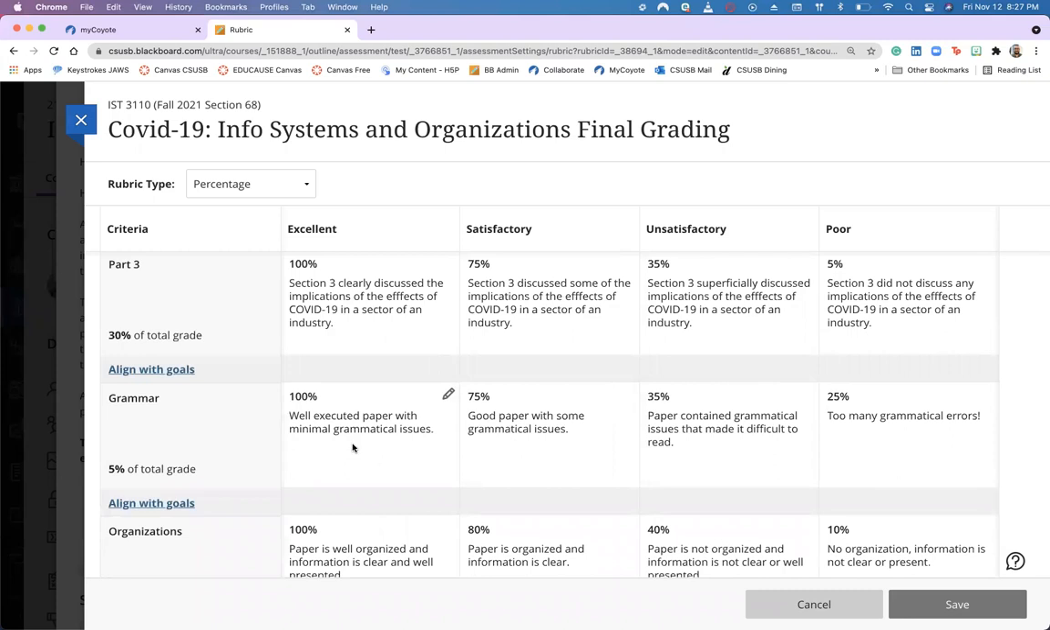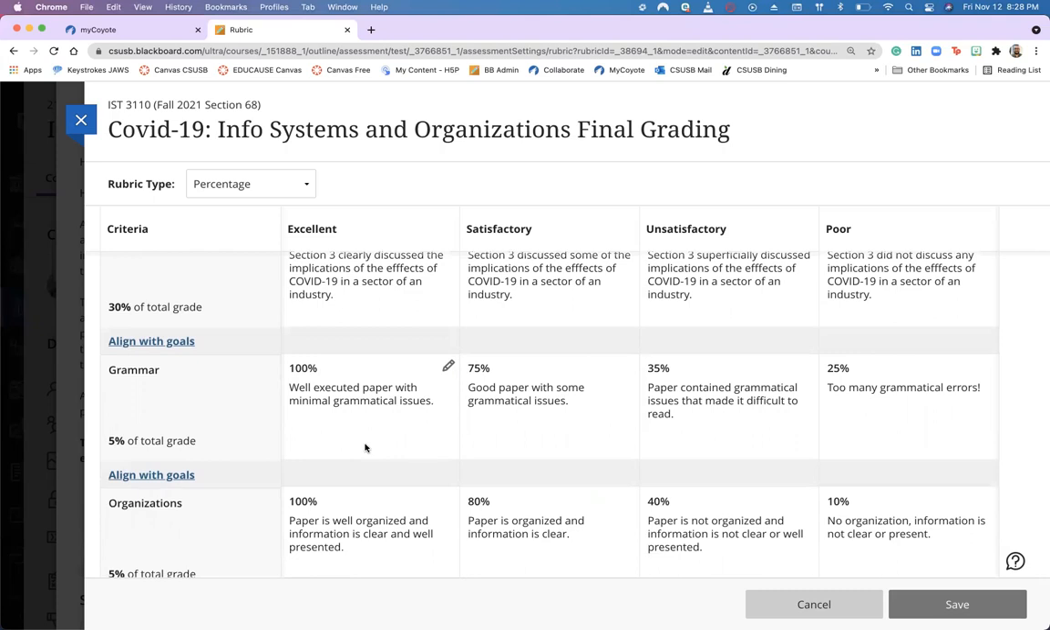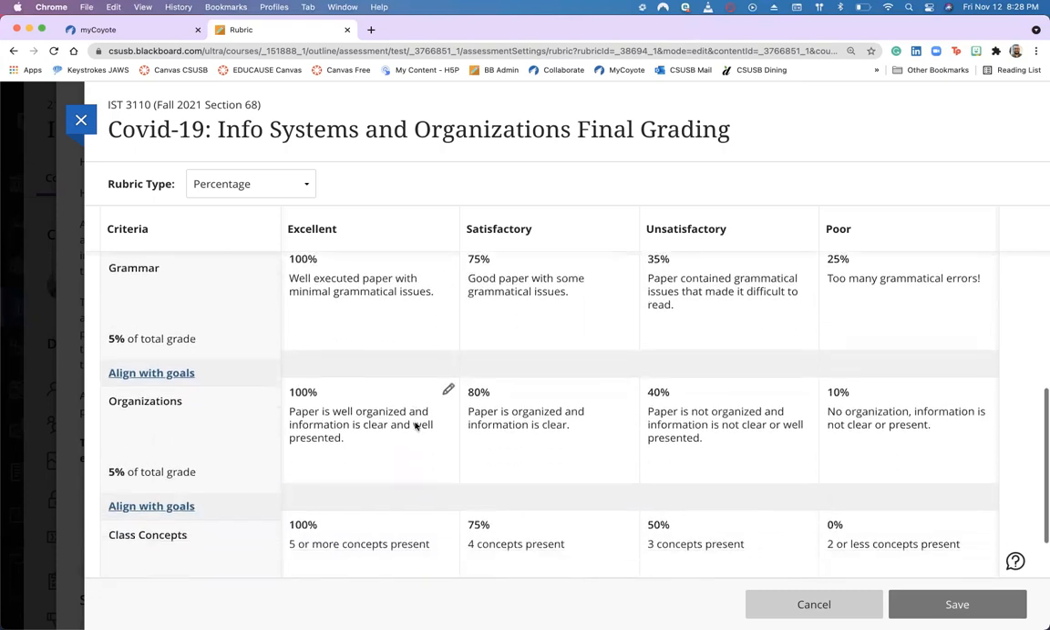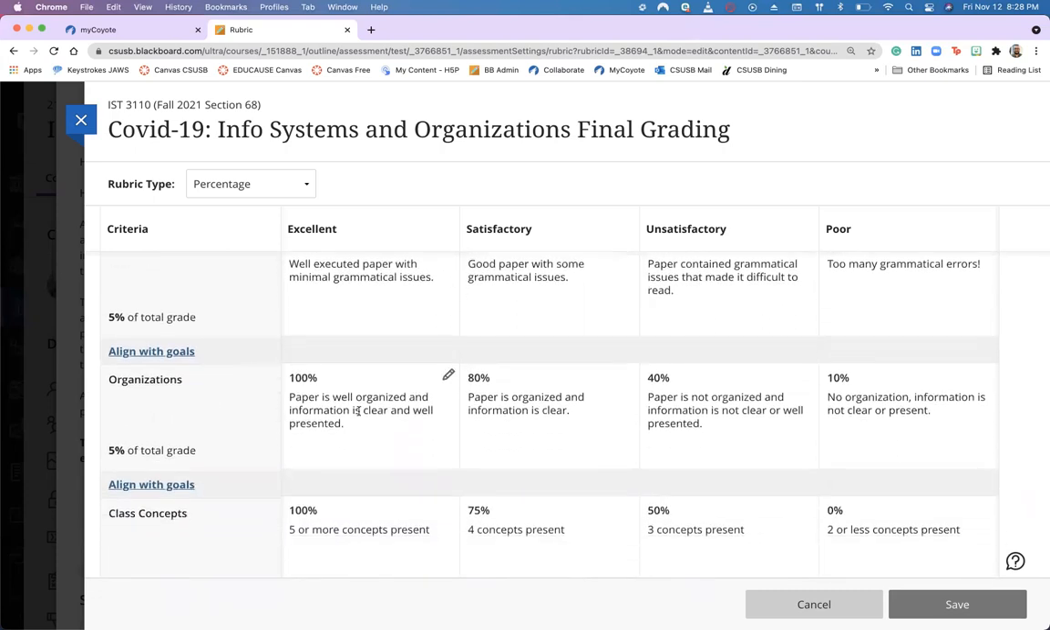Obviously, most of you are juniors and seniors, and so I've always held you to high writing standards. So I'm going to be taking a look at grammar, making sure that it's a well-executed paper, and then it's going to be organized, right? I'm going to give you specific prompts, and I want you to follow those prompts in that organization. There's no reason for you to do this paper without having it organized after this video.